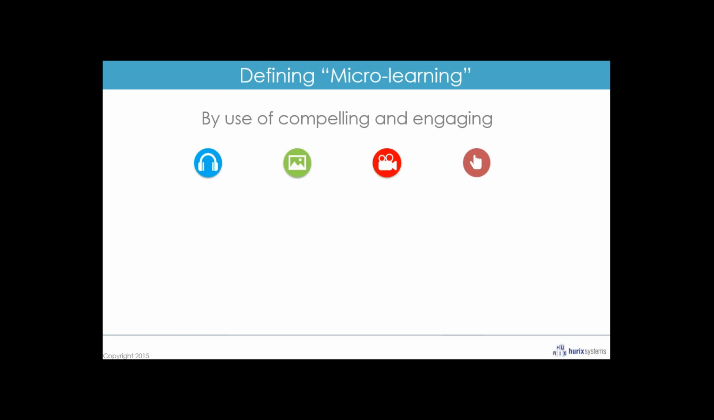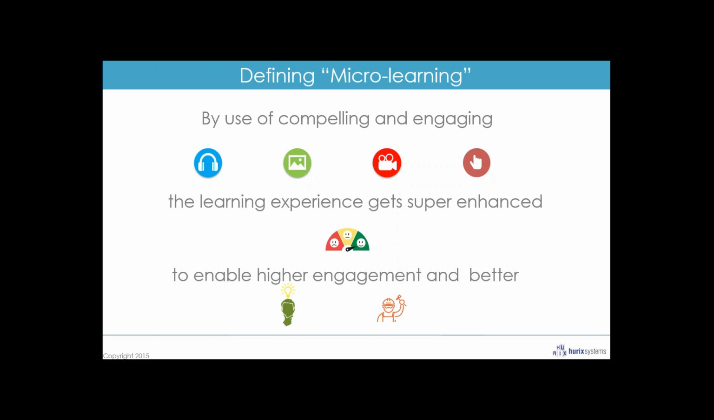So let's quickly define micro learning, and then we can talk about this topic. Let's put everything in context and bring everyone onto the same page. What we are talking about today is the use of compelling and engaging media assets. When we say media assets, it can be an audio, or imagery, or a video, or an interactivity. Anything which can really make it compelling and engaging, any media asset which allows the learner experience to get super enhanced. So that's the overall objective of calling something micro learning: to enable higher engagement and better learner attention and its application.